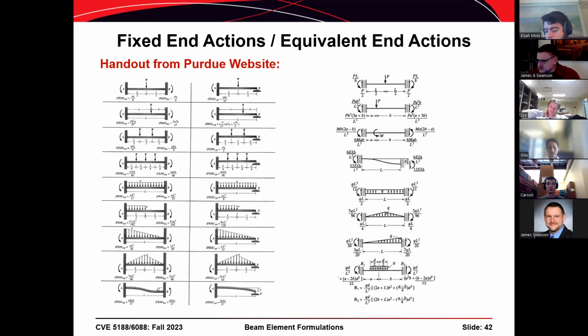A couple more places you could look. I posted this on the Canvas site for your class before class today, and it's been there as a resource as well. This is something I found years ago when I went out and searched for fixed end moments or equivalent end actions. There was a nice handout that was posted on a website at Purdue, so I refer to it as the Purdue handout.